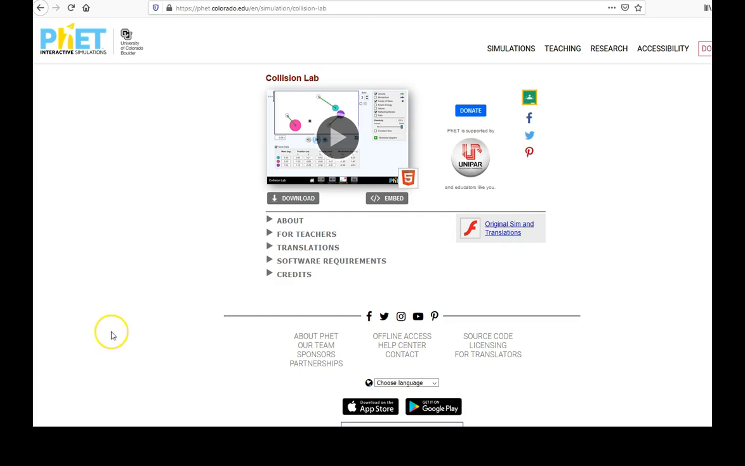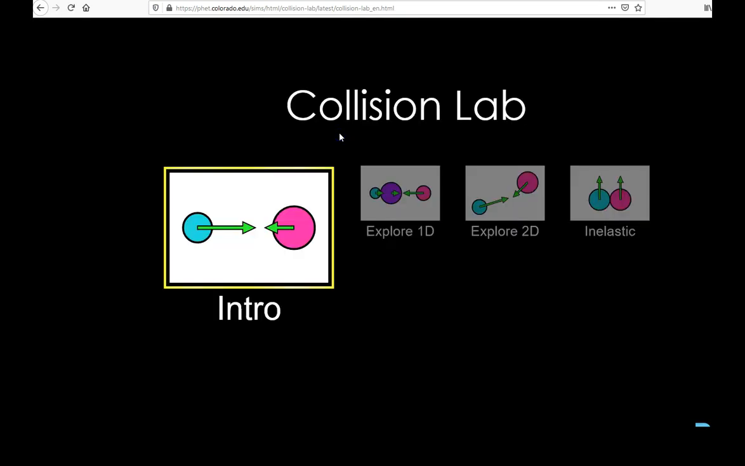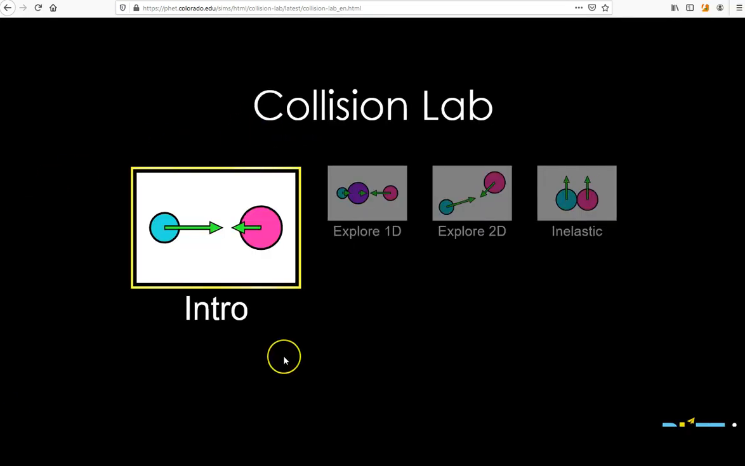Make sure that the version that you will be using is the up-to-date HTML5 version. Do not use the Flash Player version, as it is no longer secure. Let us first familiarize ourselves with the simulator by going to the introduction level.